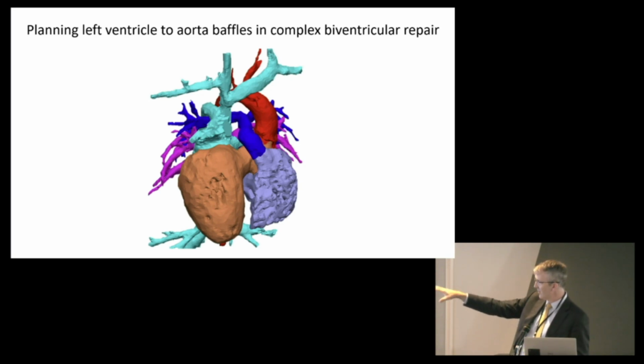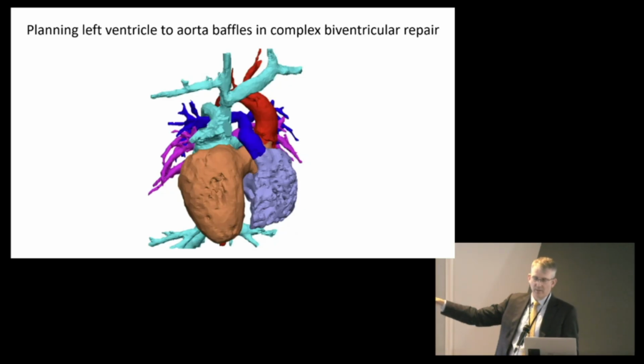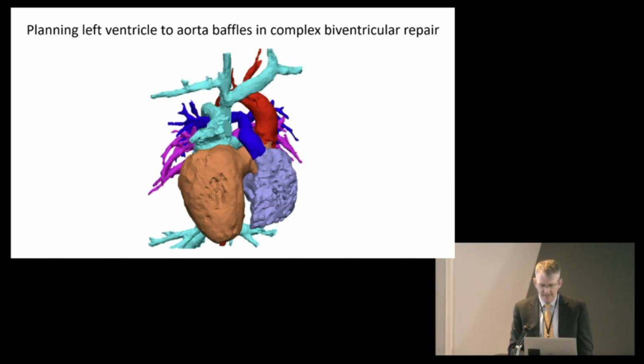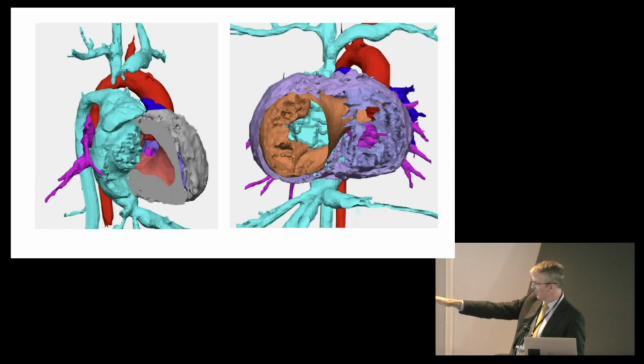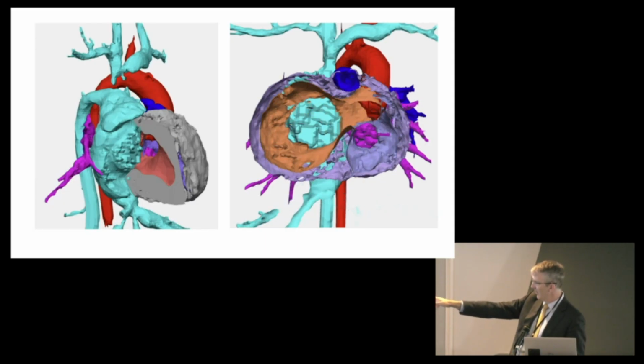So this is a patient with heterotaxy who needs both an atrial level switch and also needs to baffle the left ventricle over to the aorta to achieve a biventricular repair. They have a double outlet right ventricle and they need an atrial level switch. And so if we look inside the heart, the teal is the right atrium, soon to be the left atrium. Inside the orange is the left ventricle.